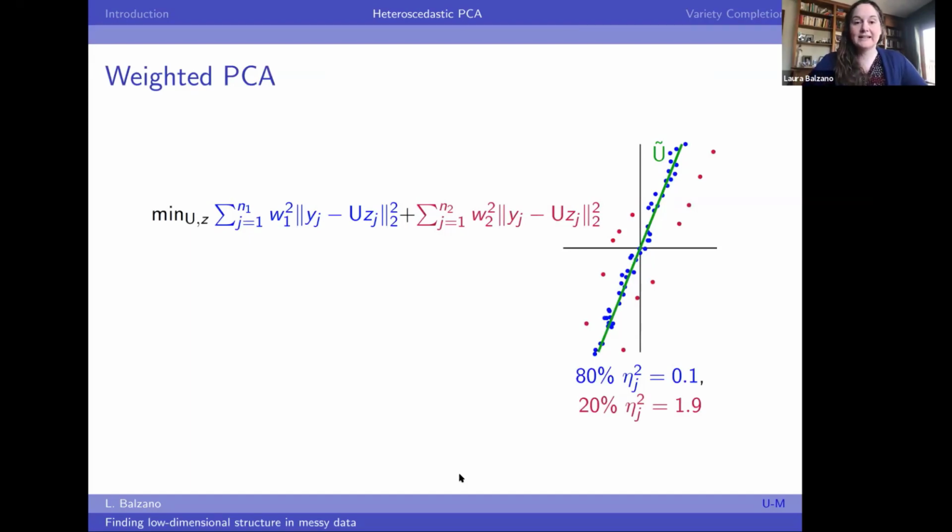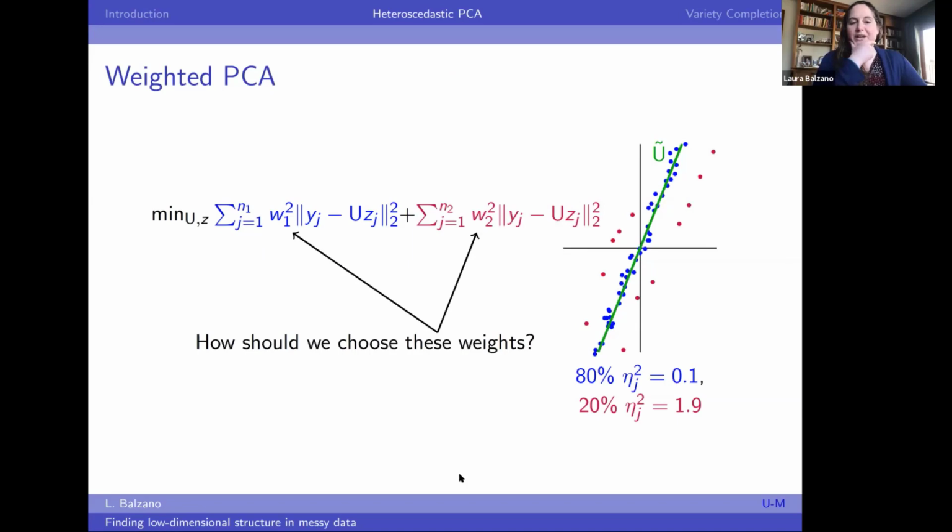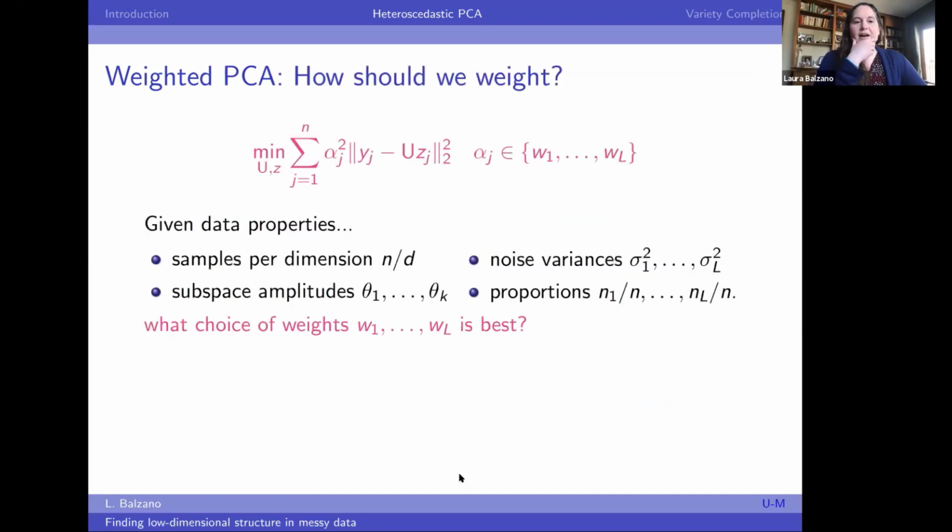So next we want to ask, how should we choose our weights? Like in this picture where we had 2 different groups, we are going to use a weight for the data in group 1 with very low noise variance, and then some different weight for the data in group 2. And the question that we tried to address was, how do we choose those weights? We have a variety of different properties of our data, and we ask what choice of weights is the best.